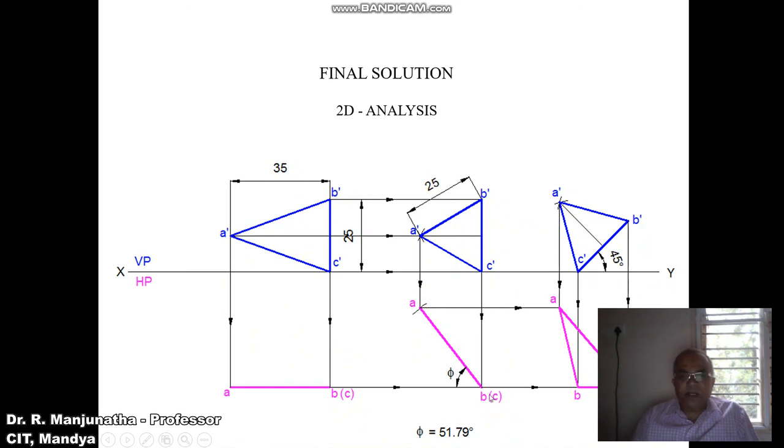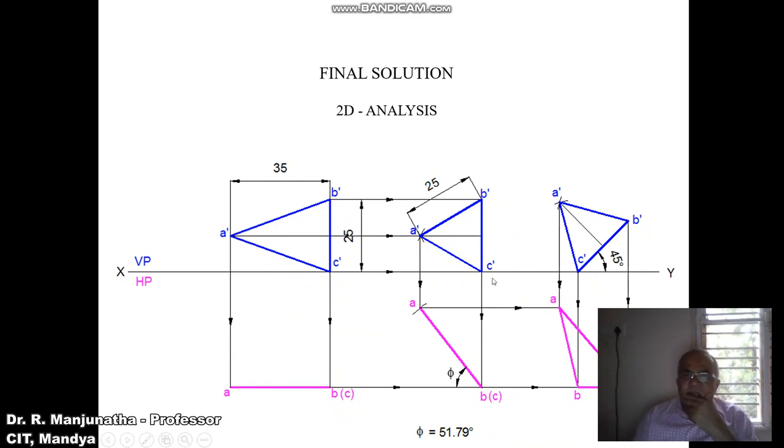So by using the protractor with B as center, with reference to the horizontal, you measure the angle which will be called phi. So phi will be equal to 51.79 when you are doing it in computer. When you are doing it manually, it will be 52 degrees.